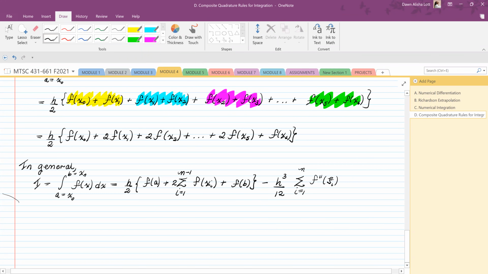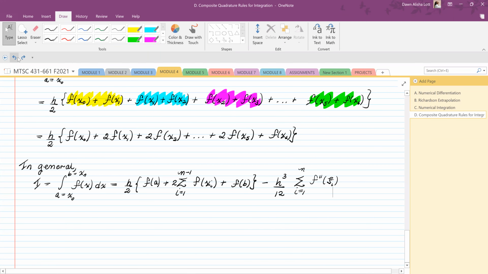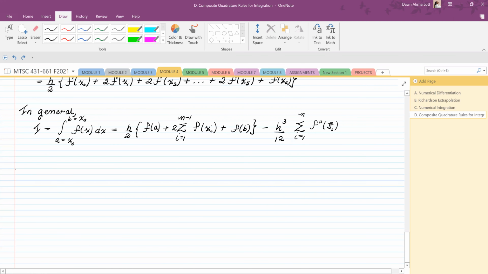Yay, we're on to something nice, something different. Not one of my favorite things. Gaussian quadrature. Okay, Gaussian quadrature. I like it.